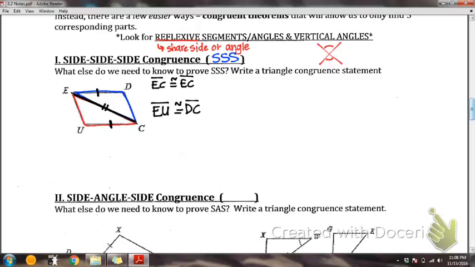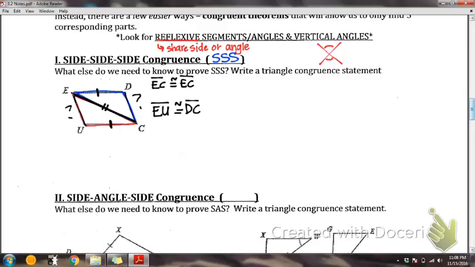In your homework, it will ask you this question: what more do you need to know? If it is a reflexive segment, you can mark it. If not, you cannot just mark things congruent, and students will try to do that in the homework. You cannot just mark things congruent just because you think that they are, right? In this example, I don't know anything about EU and DC. I don't know anything about these 2 sides. I'm telling you that if you want side, side, side, you have to make those 2 sides the same, but I don't know that for sure.